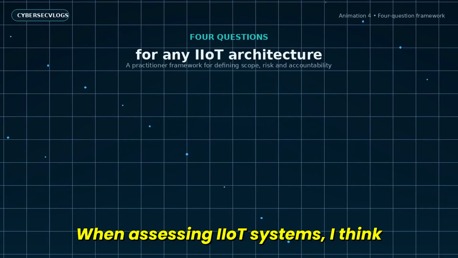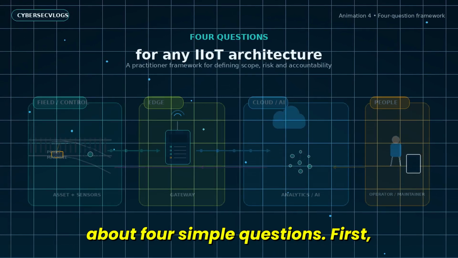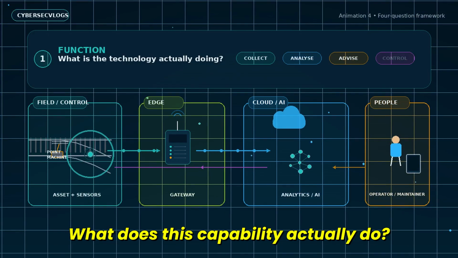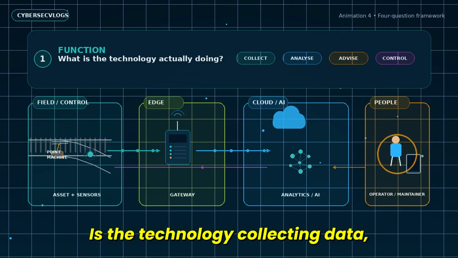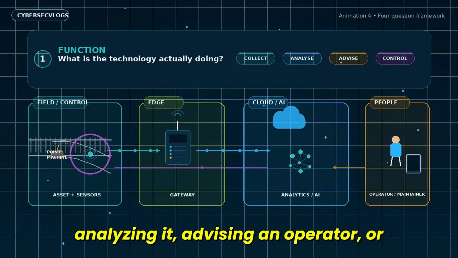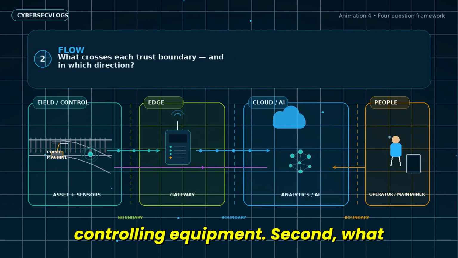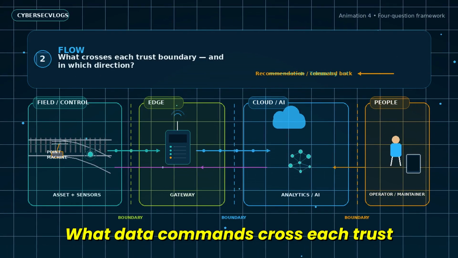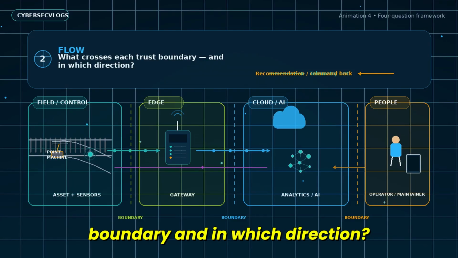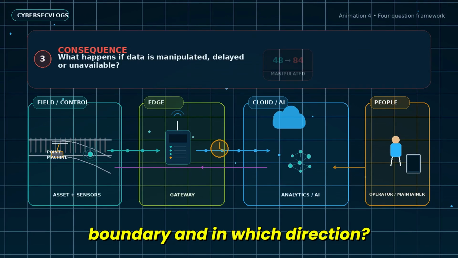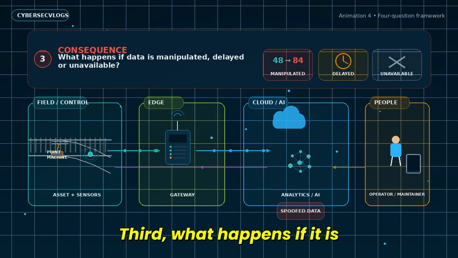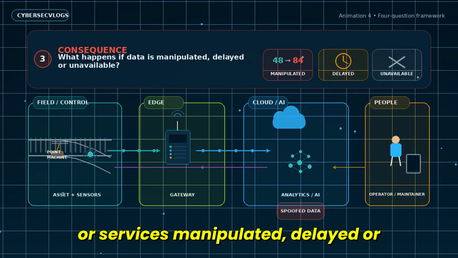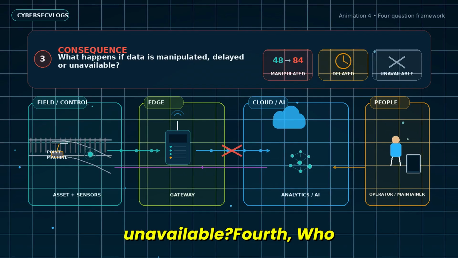When assessing IIoT systems, I think about four simple questions. First, what does this capability actually do? Is the technology collecting data, analyzing it, advising an operator, or controlling equipment? Second, what data or commands move between systems? What data or commands cross each trust boundary and in which direction? Third, what happens if it is compromised? What happens if the data or service is manipulated, delayed, or unavailable?